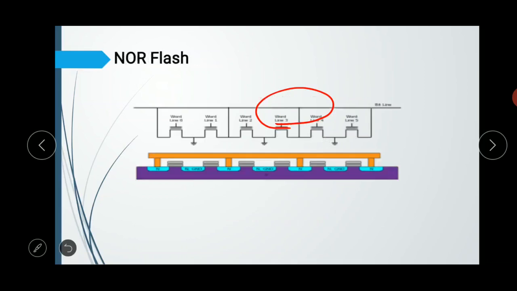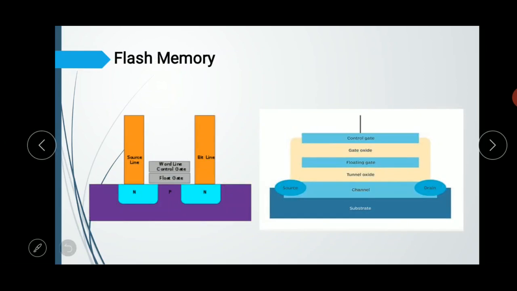Next, there are two types of flash memories, that is NOR flash and NAND flash. NOR flash. In a NOR flash memory, at least one memory cell must conduct in order to pull down the bit line. This one is the bit line, because they are connected in parallel to ground. Okay, let's see the main diagram of flash memory.